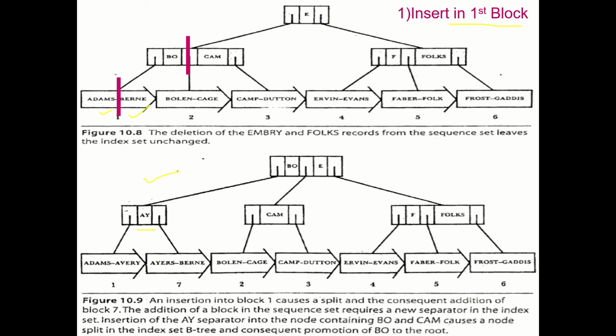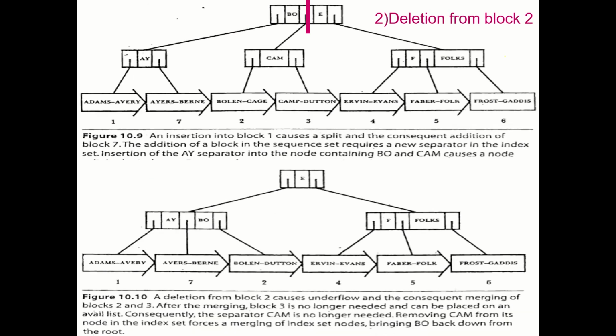That is from AY to BRNE. Similarly, my index has also been updated by AY, and the BO of my previous parent is now moved into my root. You can see here it is now moved into the root. It has been promoted. This is the change which happens because of inserting a new record inside my first block. Next, we're going to see about the deletion part.